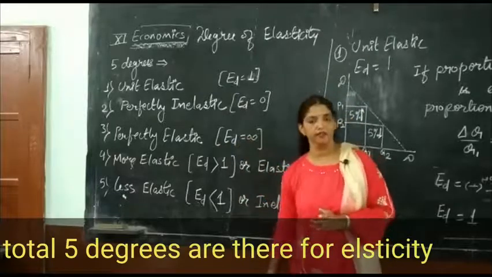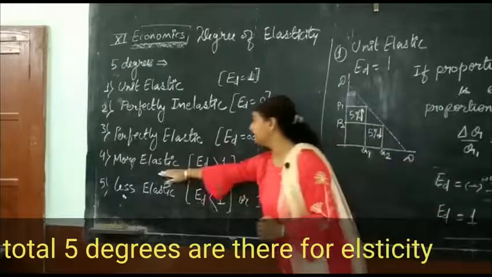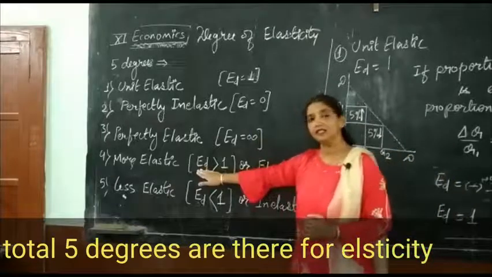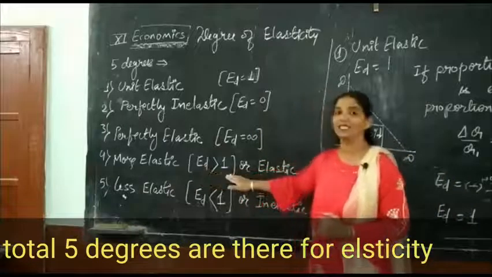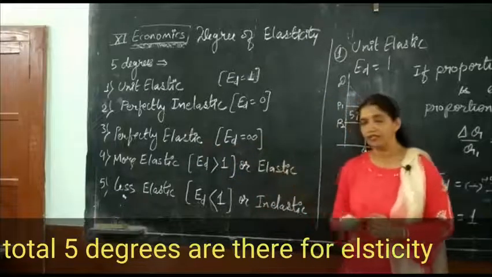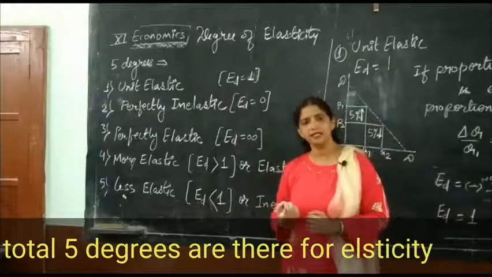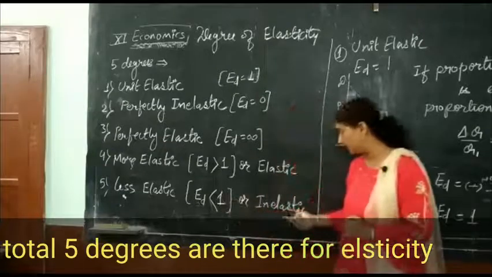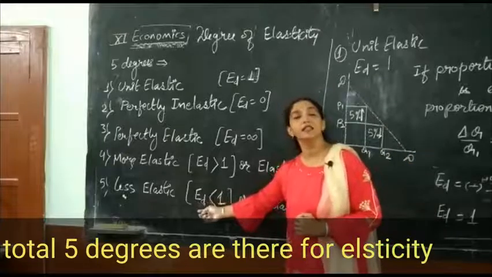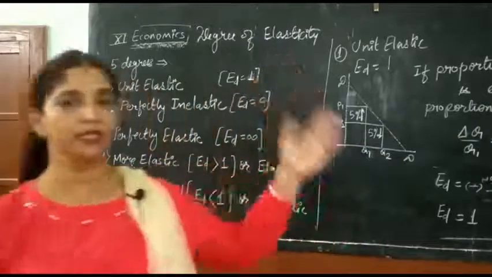And the fourth degree of elasticity is more elastic. The more elastic demand is also known as elastic demand, and here the value of elasticity of demand is more than 1. That's why it is called more elastic. The last and fifth degree of elasticity is less elastic. Less elastic demand is also known as inelastic demand, and in this condition the elasticity is less than 1. Okay, now what is the criteria to calculate all these degrees?